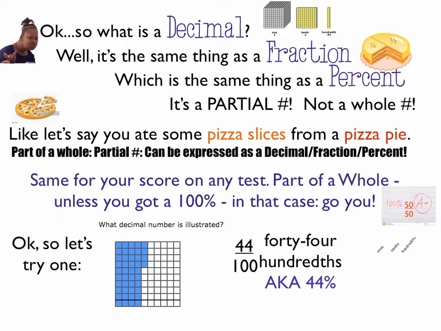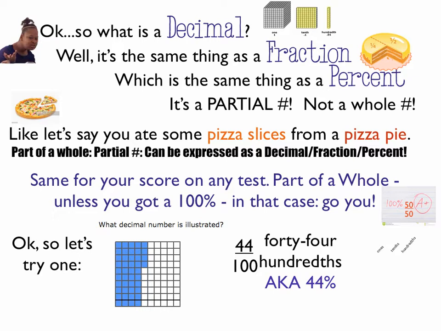Otherwise known as, see those two zeros in the denominator? Those two zeros will make the symbol for percent. So anytime it's out of 100, you can take that numerator and just put a percent sign next to it. It's like having the two zeros underneath. So 44 hundredths is the same thing as saying 44%. Get it? See those two zeros? See how that works? Kind of clever.